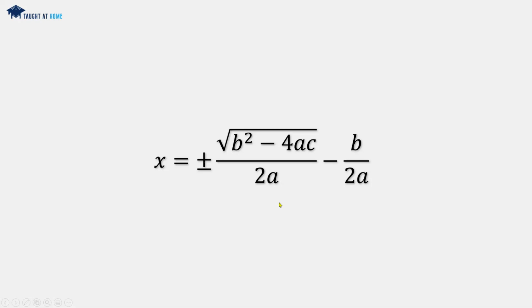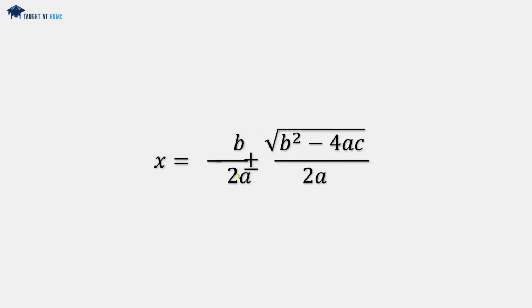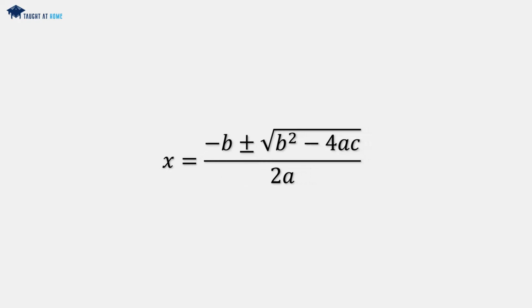And we've got the same denominator, and I'm just going to swap the minus b over 2a to this side. And now I'm going to combine fractions. And now we have the quadratic formula that we're familiar with. And we can use this to find the roots of any quadratic equation, as long as we know the a values, the b values and the c values.